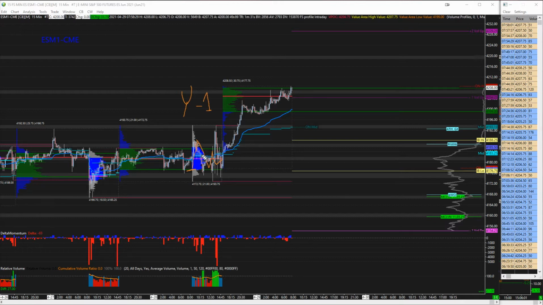It exceeded the prior day's high by a couple of points before it returned to the mid, failed, bounced, continued lower, all the way down to the value area low of the prior day. There it is.